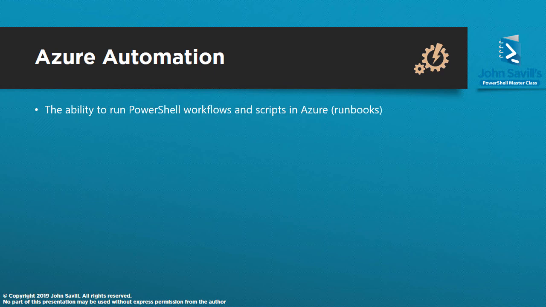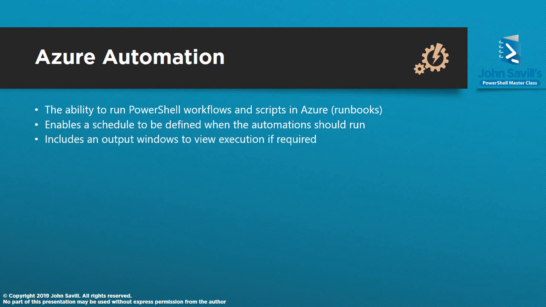So it lets me create these runbooks, which are PowerShell scripts, PowerShell workflows, or Python 2 creations. And then it provides the engine to run them. I can create schedules to define when it should run. I can trigger them from hooks via a RESTful API. It does give me an output so I can view execution.